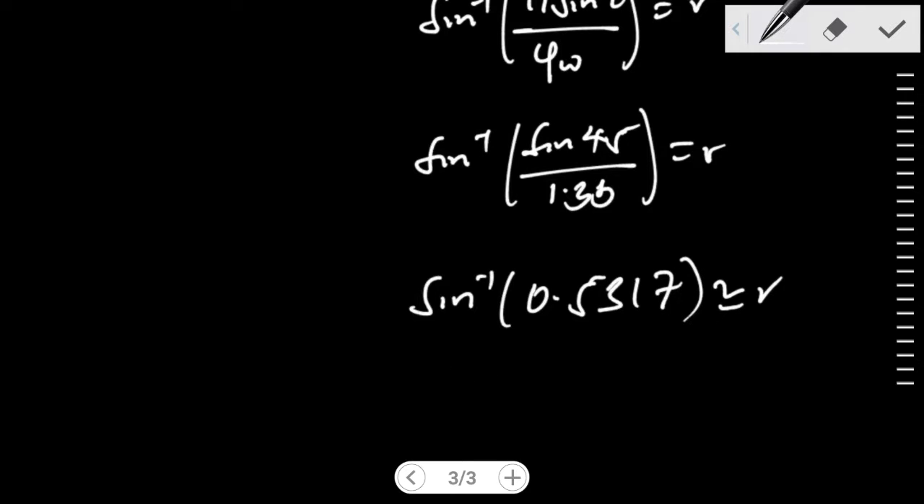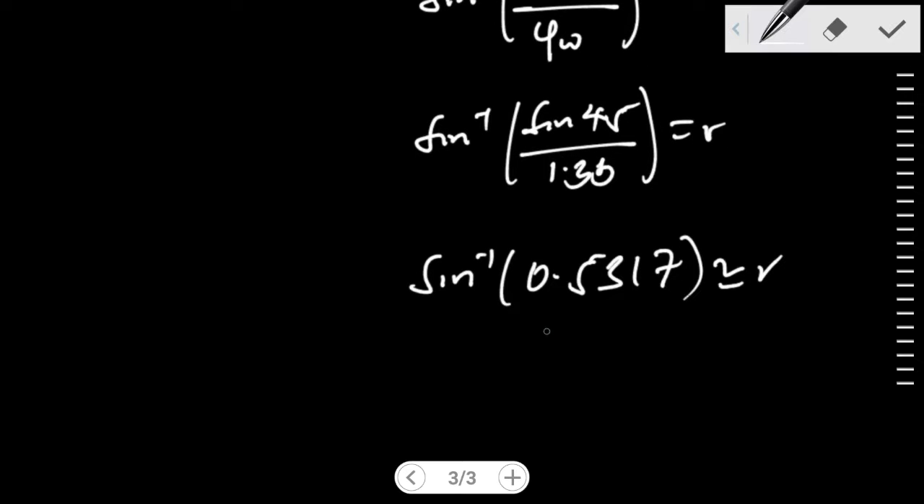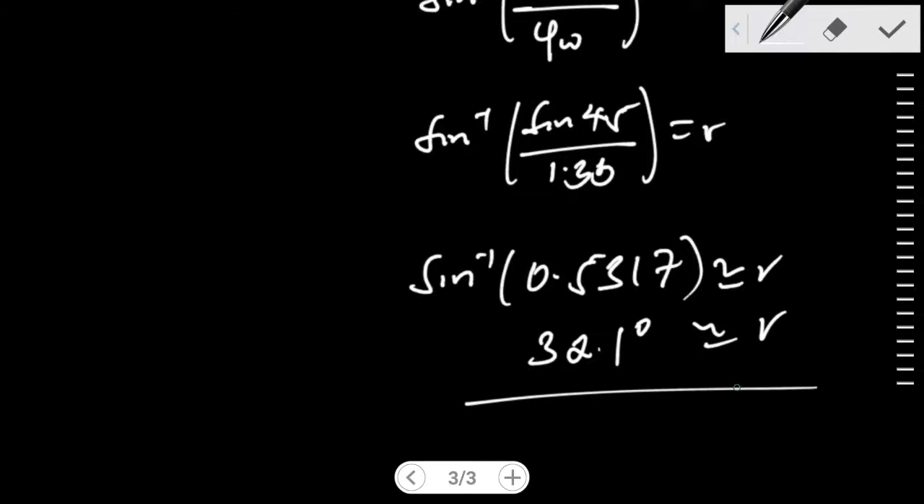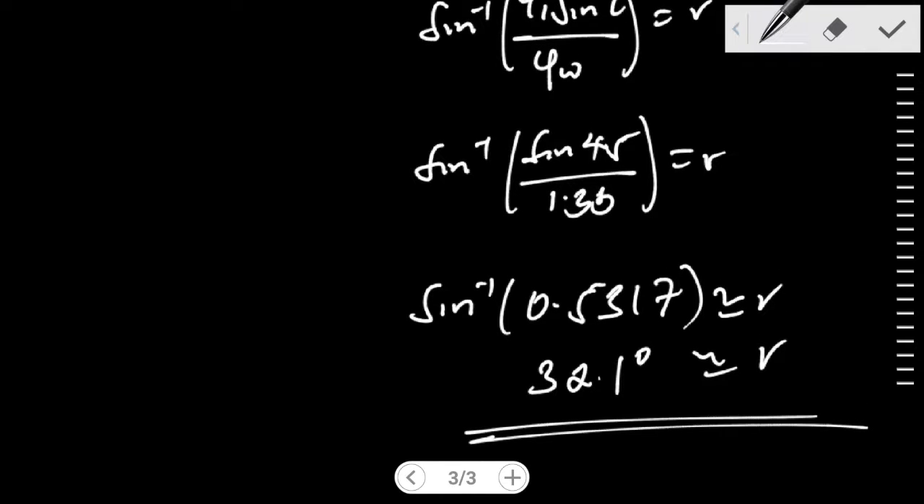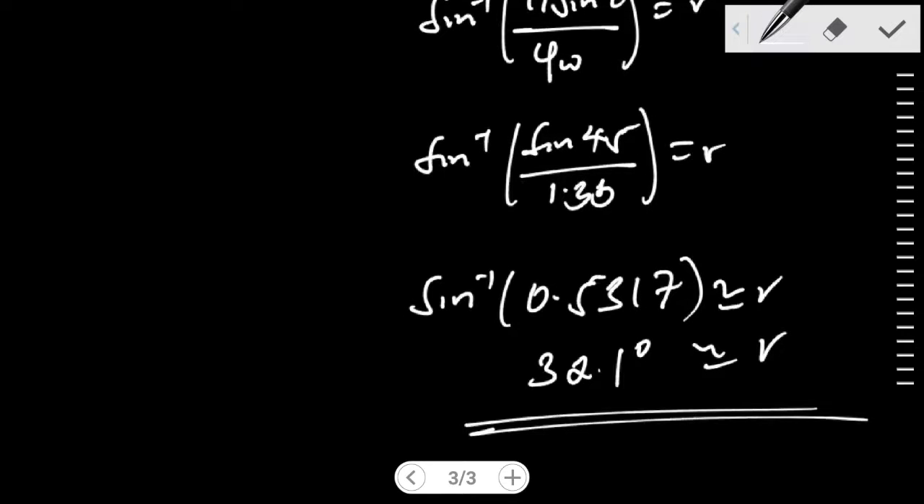So out of that I'm going to get 32.1 degrees, which is approximately equal to r. So this is the angle of refraction when light is incident at an angle of 45 degrees on the interface of water and air. Let's try another example.